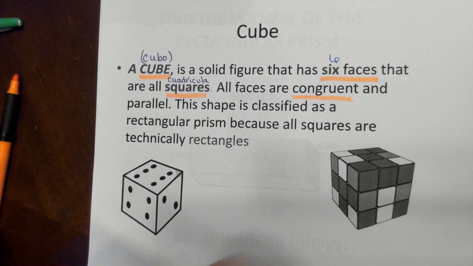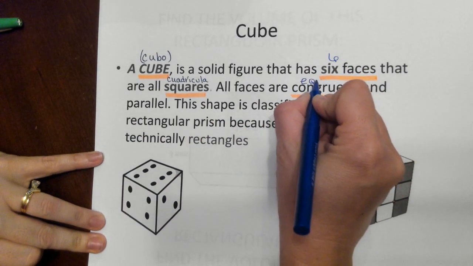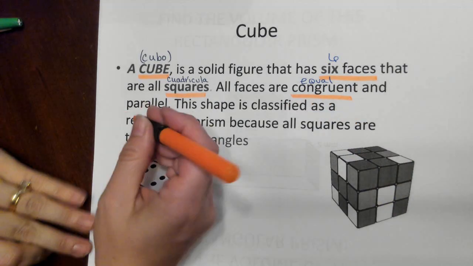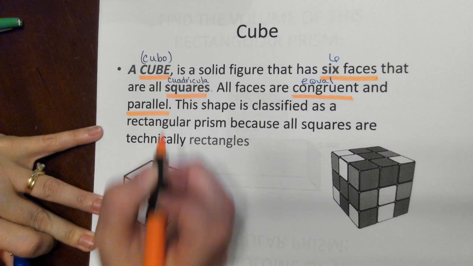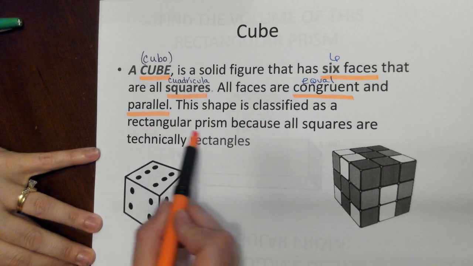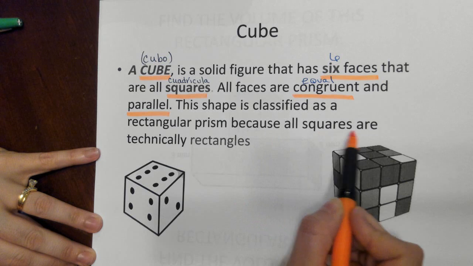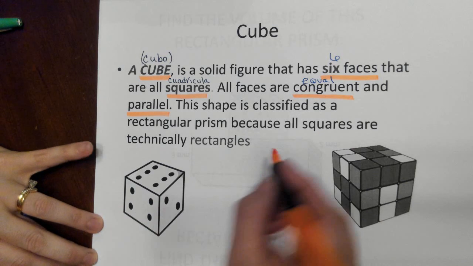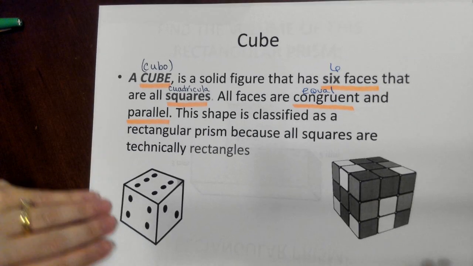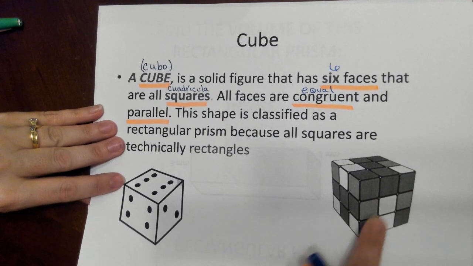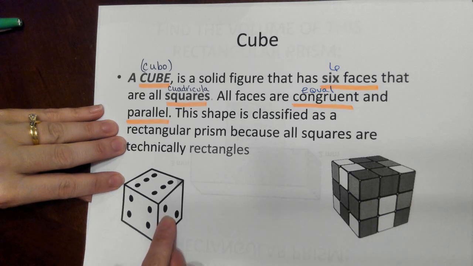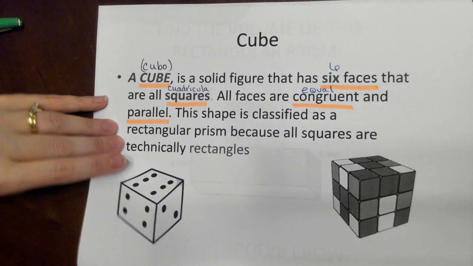Remember, congruent means equal. And this time they are parallel, so they never touch. This shape is classified as a rectangular prism because all the squares are technically rectangles. So cubes are rectangular prisms. So a Rubik's Cube, all sides are the same shape. Dice are also cubes.